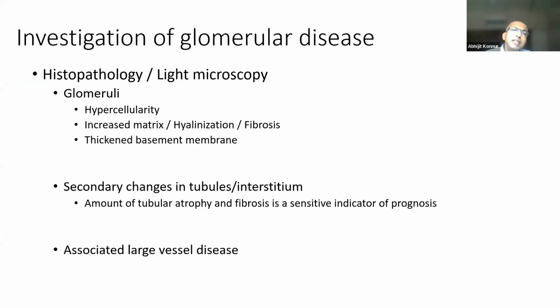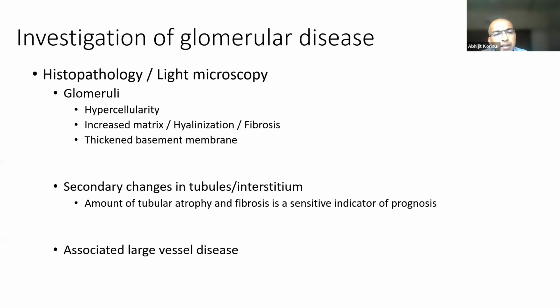So investigation of glomerular disease, as I said earlier, requires a renal biopsy. What does one look out for? In the light microscopy section, first focus on the glomerulus. Try to find out which cells have increased, or have they increased at all. Look out for hypercellularity, increased matrix deposition, and thickened basement membrane. At the same time, look around the glomerulus at the tubules for tubular atrophy and fibrosis, because in the end, the longevity of the kidney depends on this and not only the glomerulus.